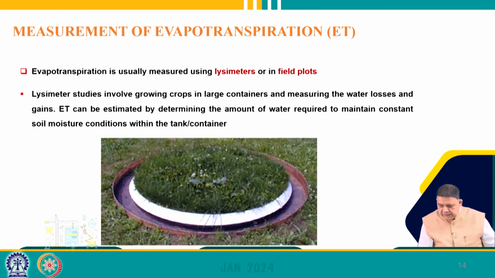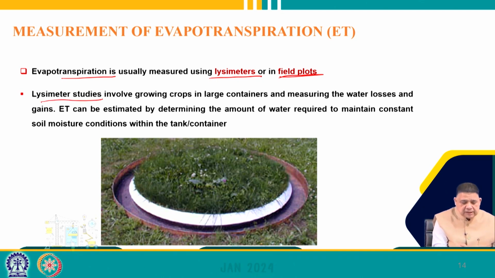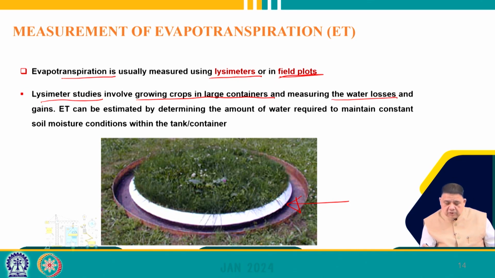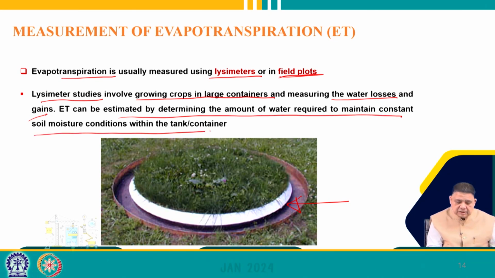Now, coming to measurement of evapotranspiration, it is typically measured using lysimeters or in-field plots. Lysimeter studies involve growing crops in large containers, as you can see here. These are the containers put in the field, growing crops and measuring the water losses and gains. ET can be estimated by determining the amount of water required to maintain constant soil moisture conditions within the tank container. Typically there is a weighing facility.